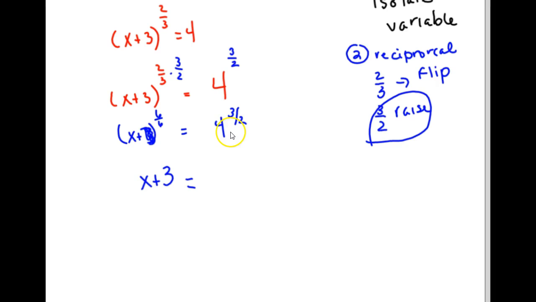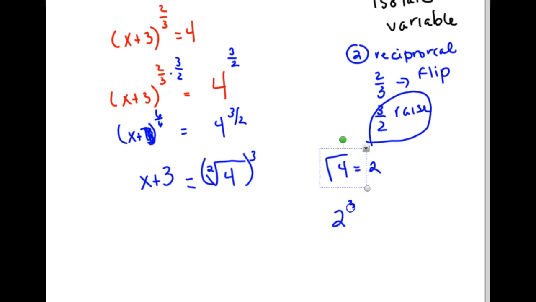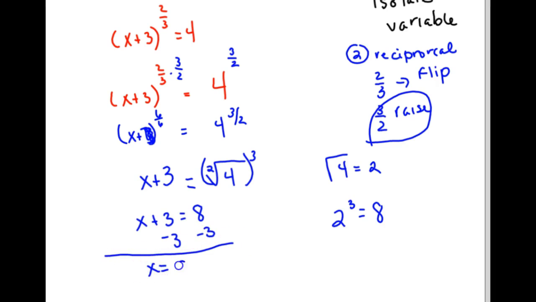Well, I'm going to rewrite this as a radical because I can evaluate it. And this is an index of 2, 4 cubed. So what is the square root of 4? The square root of 4 is 2, and then I take 2 and cube it, which gives me 8. So I end up with x plus 3 is equal to the number 8, and then I solve for x, and I get x is equal to 5.